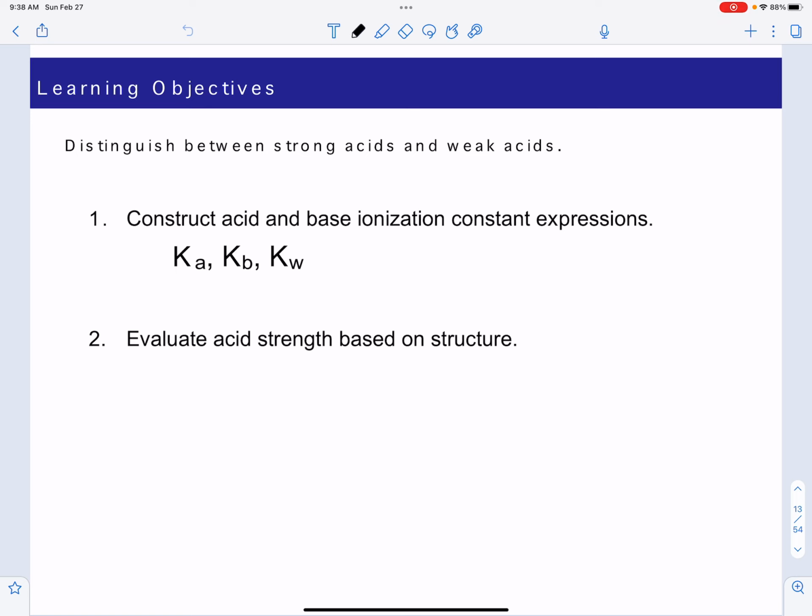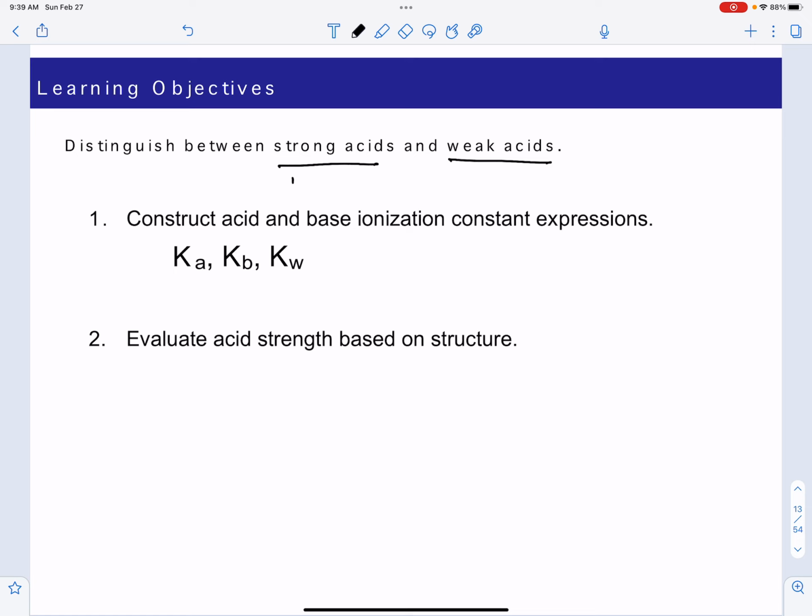Distinguish between strong acids and weak acids. So a strong acid is going to be one that is going to produce or donate a lot of hydronium or protons. And the weak acid is going to be the one that only breaks partially. So how are we going to do this? Well, we're going to do it by understanding equilibrium constants.